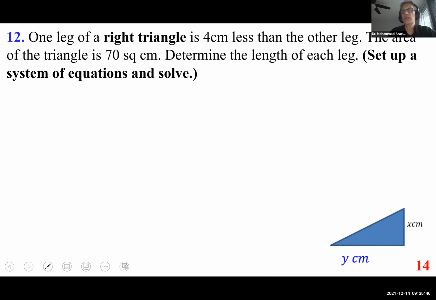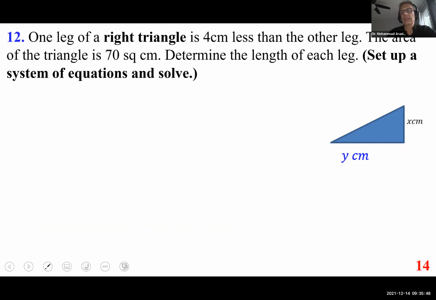Excellent. So it's good practice to have the setting. If one leg is x and the other is y, by drawing, y is obviously larger. So one leg is 4 centimeters less than the other. That means x must be y minus 4. That's the first equation. Then we know the area is 70.